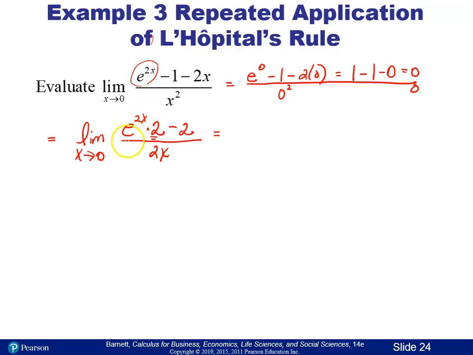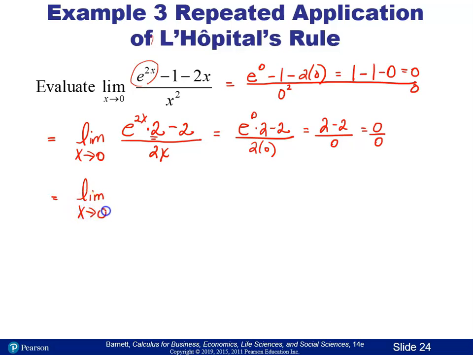Okay, so if we evaluate this, what I'm going to have is e to the 0 times 2 minus 2 over 2 times 0. Okay, so this is going to be 1 times 2 will be 2 minus 2 over 0. Okay, so if I look at this, what happens is I still have another indeterminate form. Okay, so I can actually go again with this. I can keep using L'Hopital's rule until it either no longer applies or I come up with an answer.